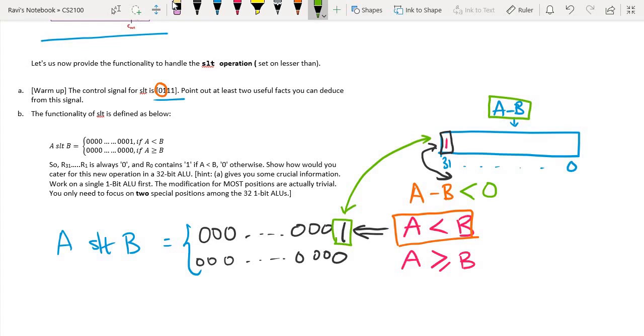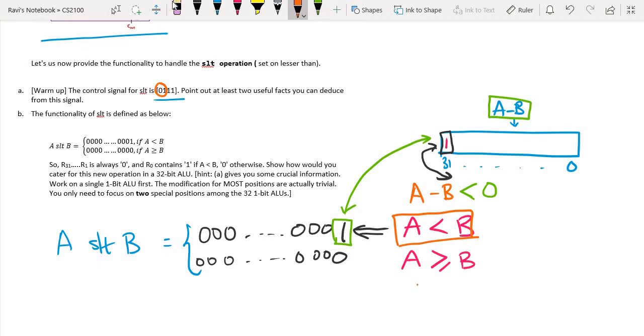Okay, I hope you see the link here. Let me repeat that sentence again. The result of the SLT operation is the same as bit 31 of the result after I do the subtraction operation of A minus B. Now what if A is greater than B?